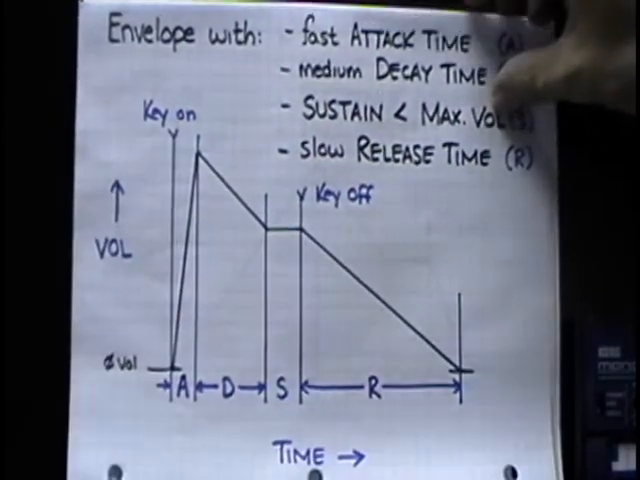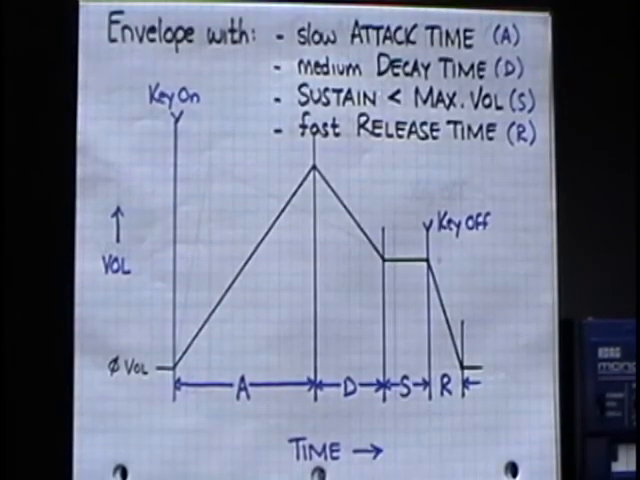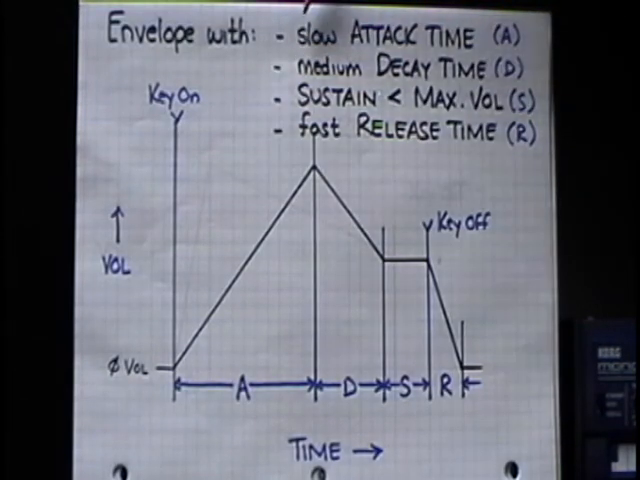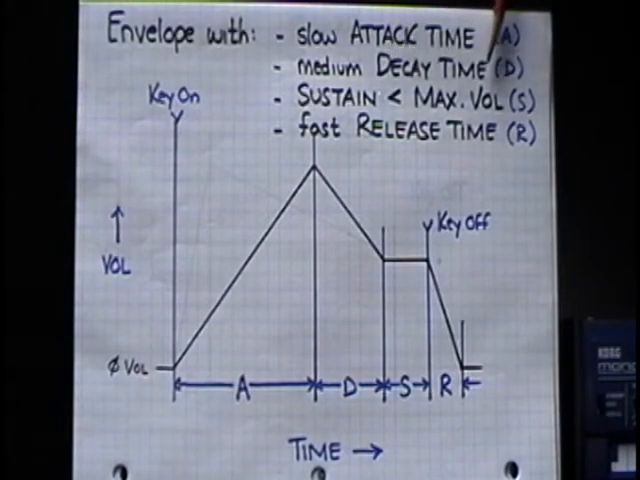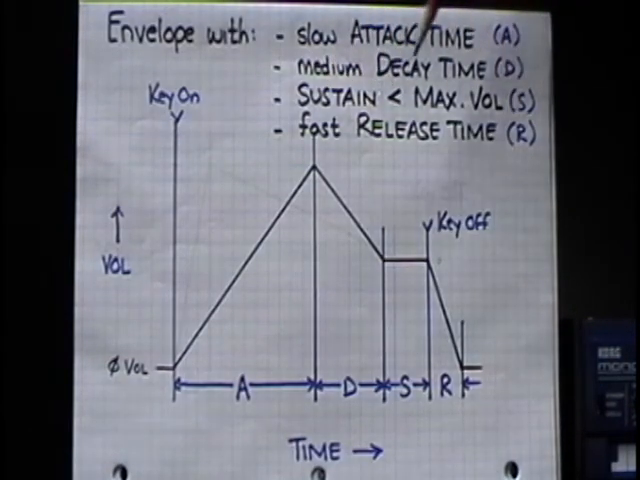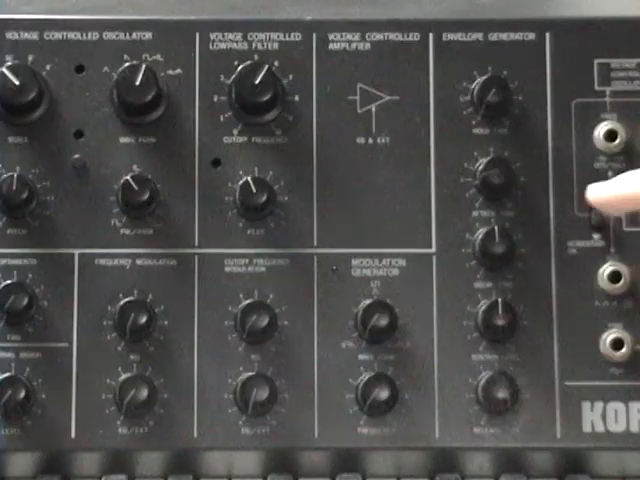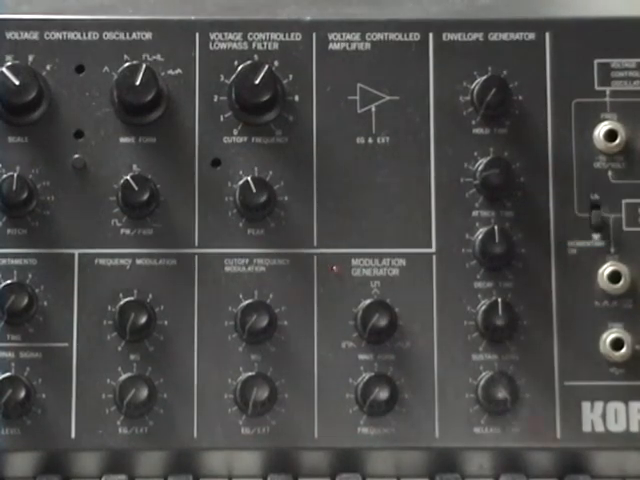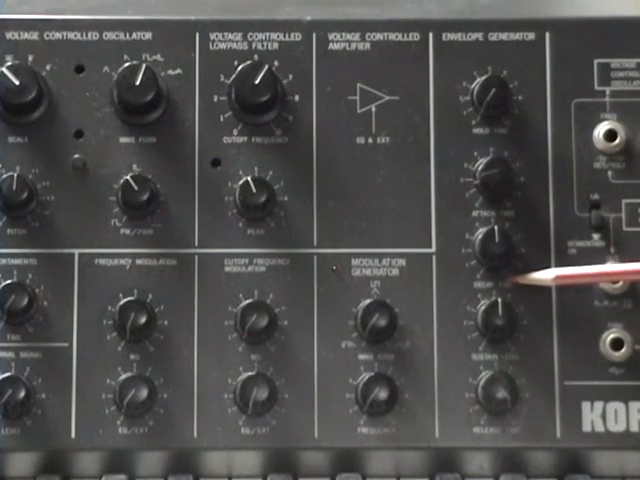Okay, let's try something different. So now this envelope has a slow attack time. Keep that medium decay time, and then the sustain is something less than the maximum, and then the release time is going to be fast. So what I'm going to do is I'll leave the decay time the same as before. Decay time is at about 5, which is our medium. Sustain is at about 5, so it's less than maximum.